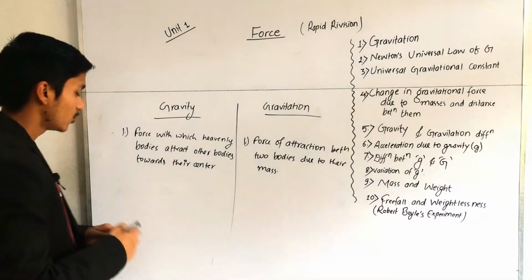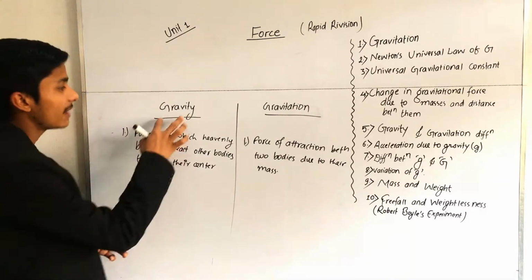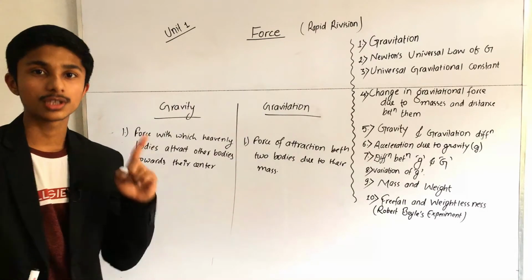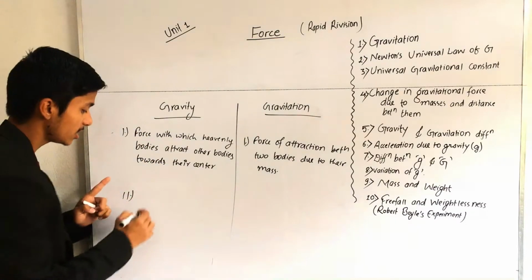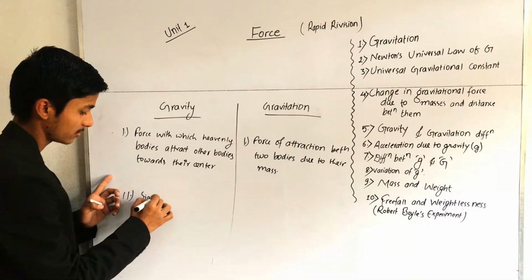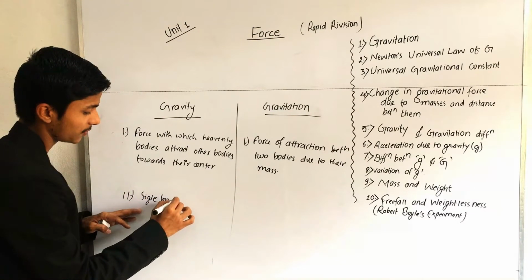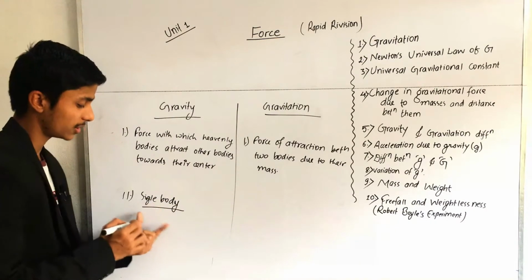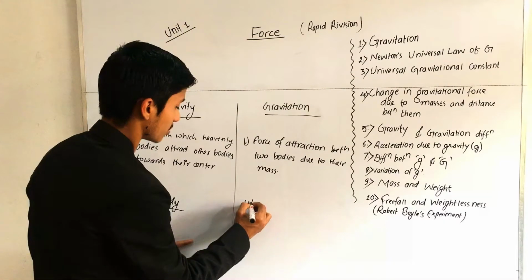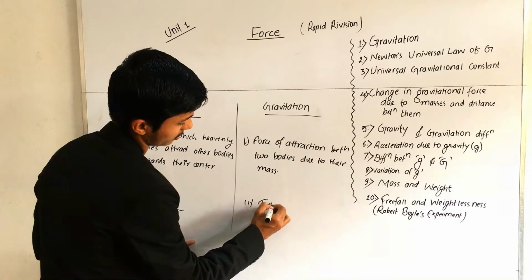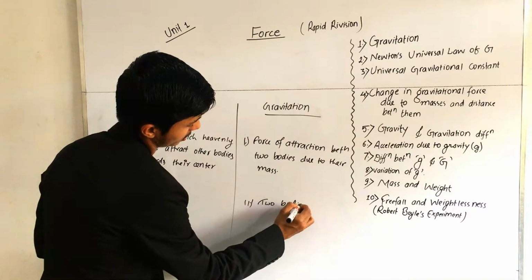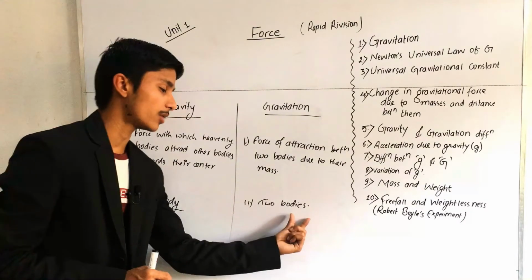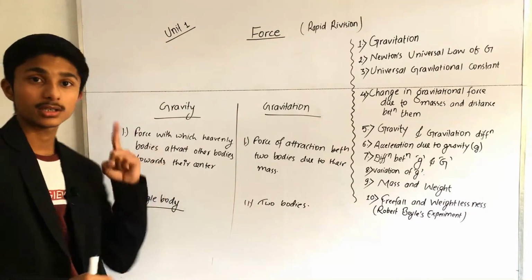In the next point we write, gravity is the force that depends upon only a single body, and gravitation depends upon two bodies. Okay, this depends upon two bodies and this depends upon a single body.